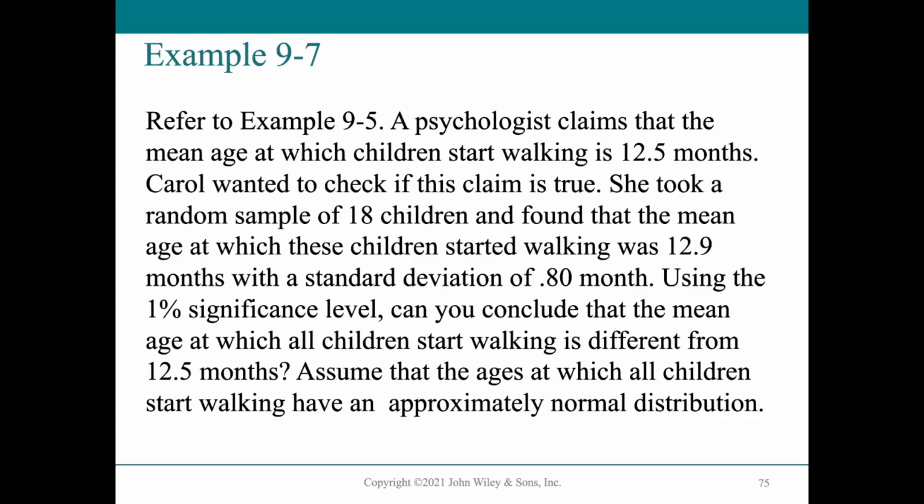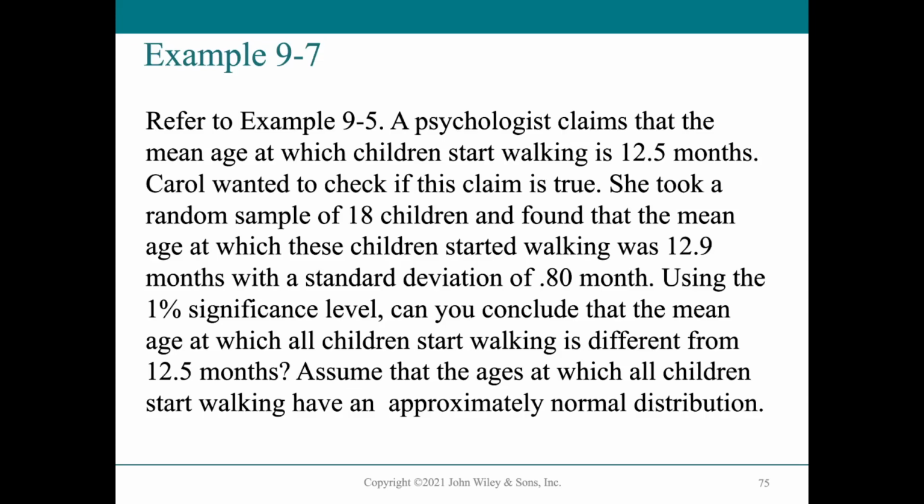So just to recap, the problem is that a psychologist claims that the mean age at which children start walking is 12.5 months. Now, Carol wanted to check if this claim is true. She took a random sample of 18 children and found that the mean age at which these children started walking was 12.9 months, with a standard deviation of 0.80 months. Using the 1% significance level, can you conclude that the mean age at which all children start walking is different from 12.5 months? Assume that the ages at which all children start walking have an approximately normal distribution.